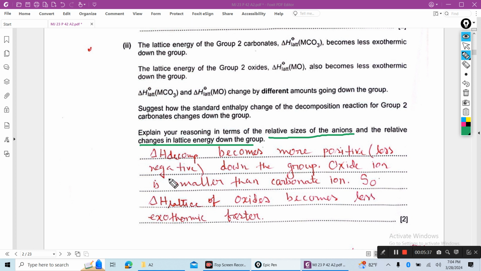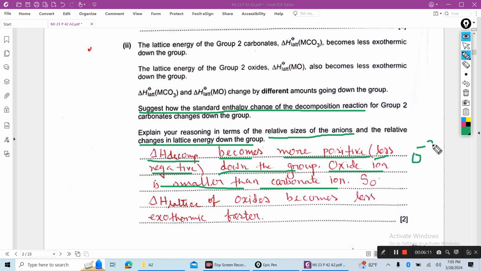So how does the standard enthalpy change of decomposition change? The enthalpy change of decomposition becomes more positive. More positive means less negative. So it becomes less negative down the group. Why? Because the oxide ion is smaller than the carbonate ion. Oxide ion O 2- is smaller than the carbonate ion.